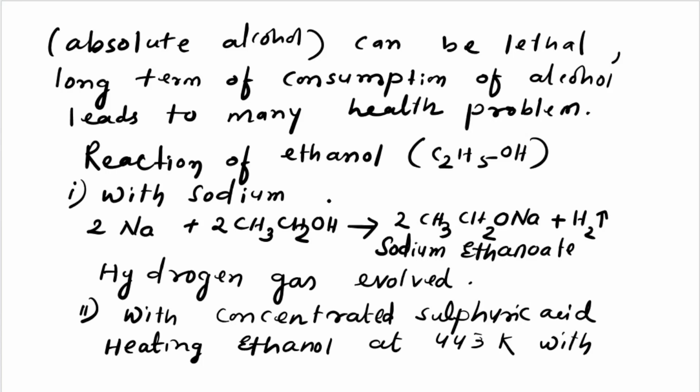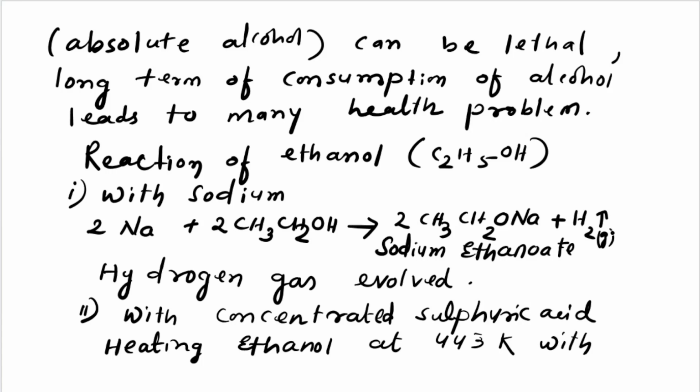Reaction of ethanol. Ethanol means C2H5OH, and with sodium what happens? When sodium is added to ethyl alcohol, IUPAC name ethanol, you get sodium ethoxide, and hydrogen gas is liberated. For hydrogen you can also write (g), where g means gas. You should practice writing whether it is gas, liquid or solid, and hydrogen gas evolves.